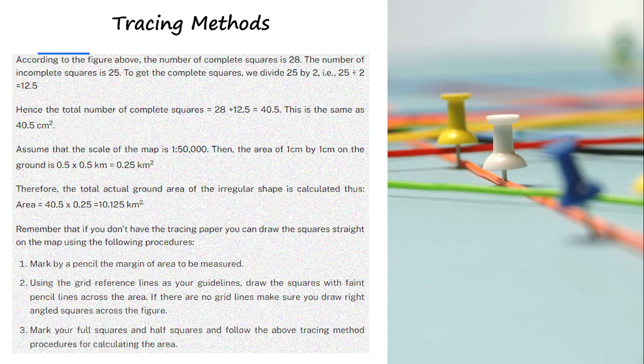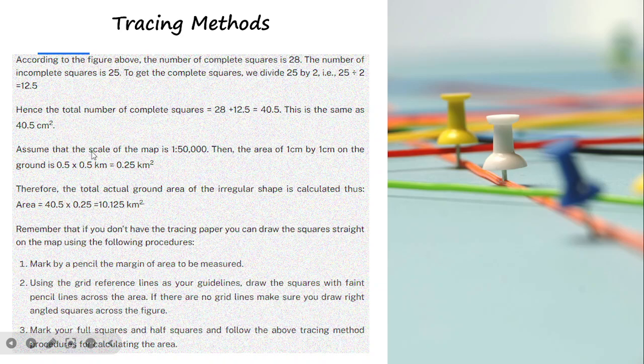there are 28. The number of incomplete squares is 25. To get the complete squares, we divide 25 by 2, so we get 12.5. Hence the total number of complete squares in that irregular shape is 28 plus 12.5, which gives 40.5.